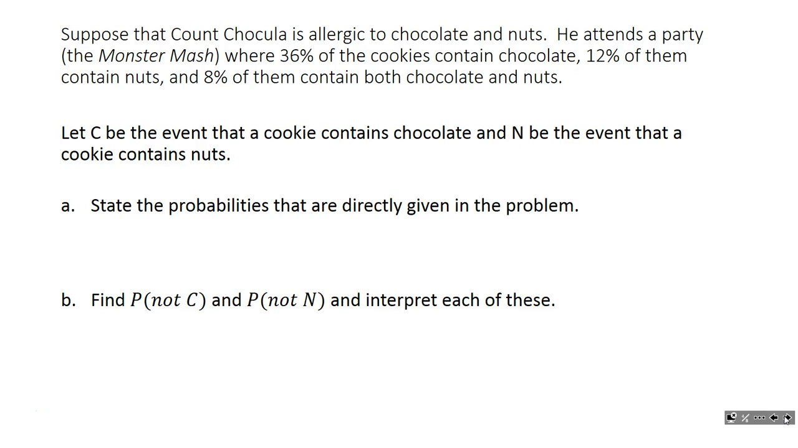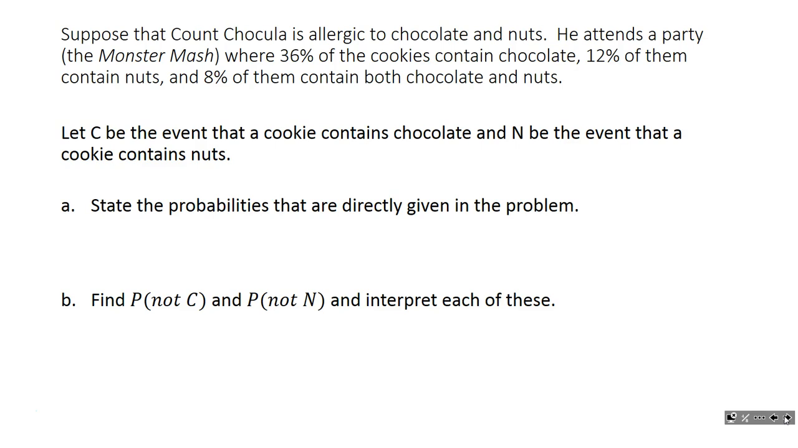So let's first define our events. We'll let C refer to chocolate, the cookie contains chocolate, and N refer to nuts, the cookie contains nuts. Part A, I just want to state the probabilities that were directly given in the problem. In other words, summarize the information.